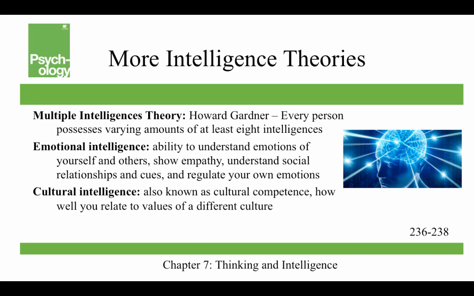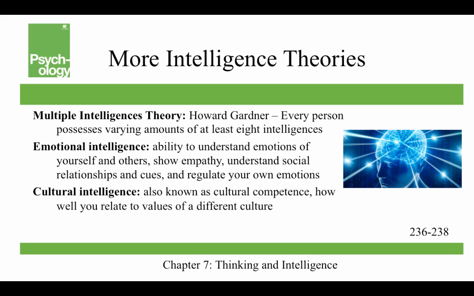The multiple intelligences theory comes from Howard Gardner, and he says that every person possesses varying amounts of at least 8 intelligences. So, for example, he always says linguistic and logical mathematical intelligence should be listed first because those are the things that are taught in school. But we also have musical intelligence, so some people can play instruments. Bodily kinesthetic intelligence, which would be things like dance.